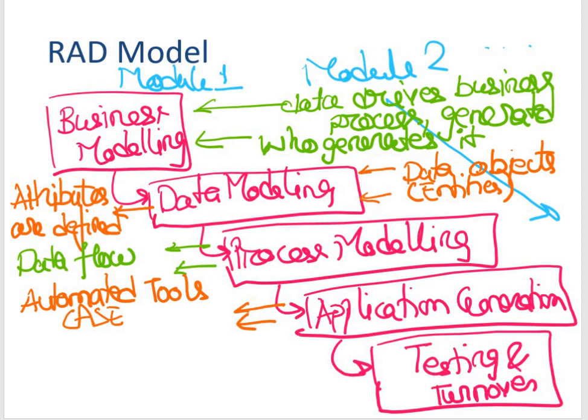The last one is testing and turnover. Many of the programming components have already been tested using rapid application development, so this reduces the overall testing time. But I need to test the new parts, and all the interfaces must be tested fully and exercised well. As prototypes are individually tested during every iteration, the overall testing time gets reduced.